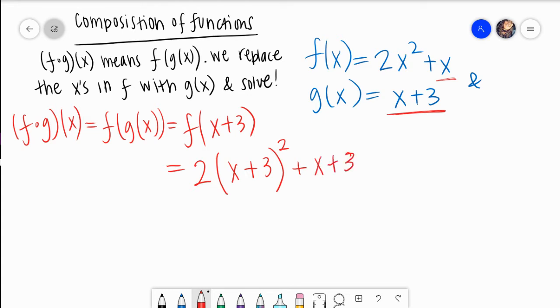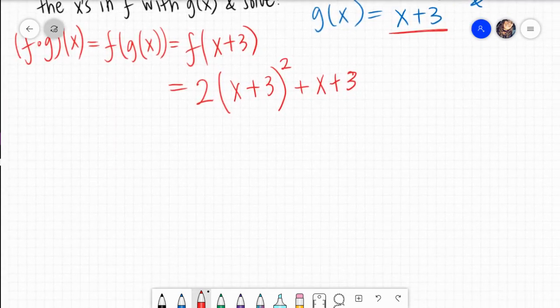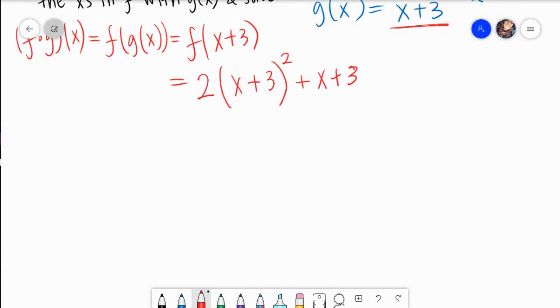So what I need to notice first is that my x plus 3 is being FOILed. That is x plus 3 times x plus 3, because it was being squared. And if you do FOIL, you get x times x is x squared, x times 3 is 3x, 3 times x is 3x, and 3 times 3 is 9. Signs are the same, so it's positive.